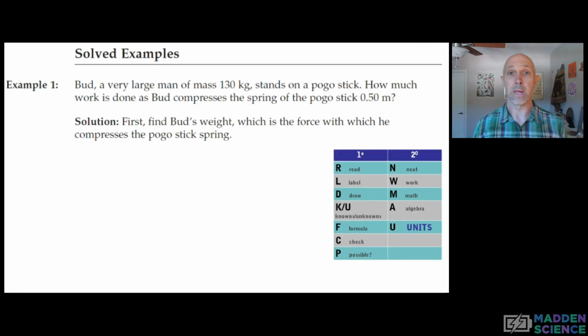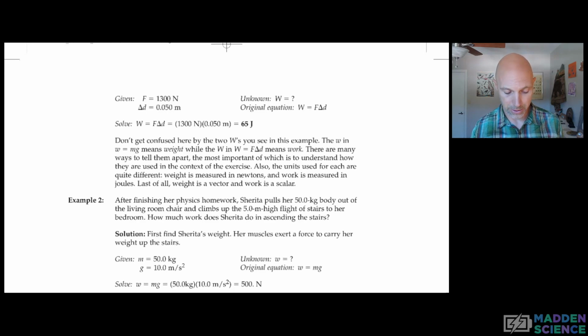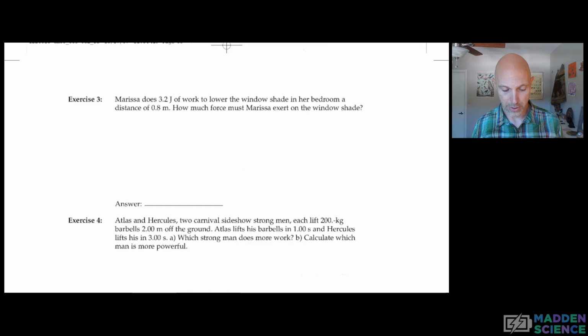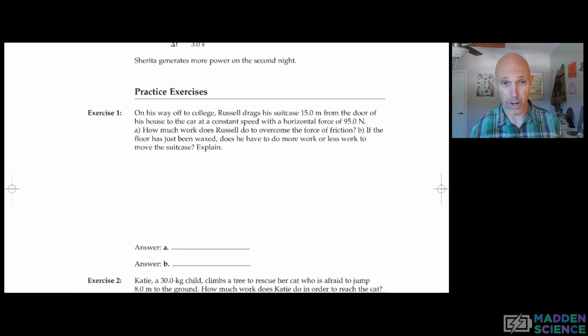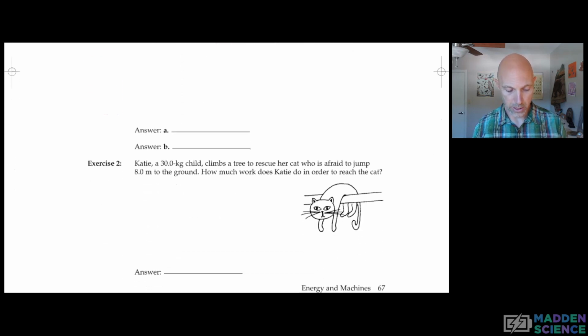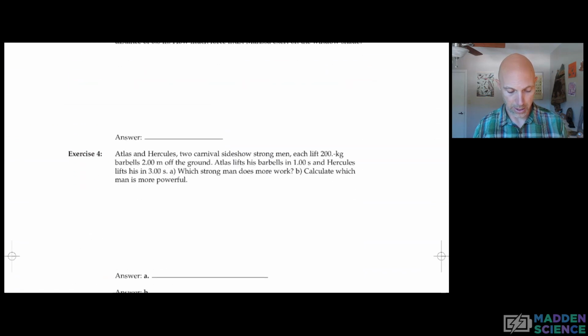All right, so we're going to look at our problems. If we skip over real quick, these are the worksheet problems. The beginning ones are already solved. As always, zoom into them, cover up the answer, and do them on your own. Then you have a way to check them. Now your homework is going to be number 1, with Russell dragging a suitcase. Number 2 is with Katie and the cat. Number 3 is with Marissa. And number 4 is with Atlas and Hercules.